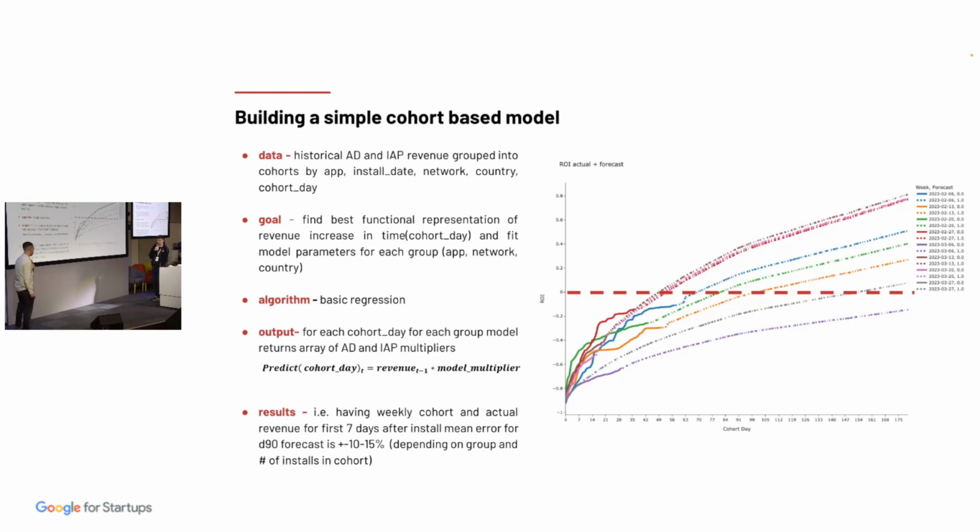Basically we'll show some specific numbers in the following slide, but maybe a couple of words on what our expectations were regarding the accuracy of the model. And it was quite straightforward. At the very beginning, we assumed that we'll be satisfied with a mean error of the day 90 forecast of no more than 10 to 15%. Of course, it differs. It depends on how many installs we have in each cohort, but that was the goal.